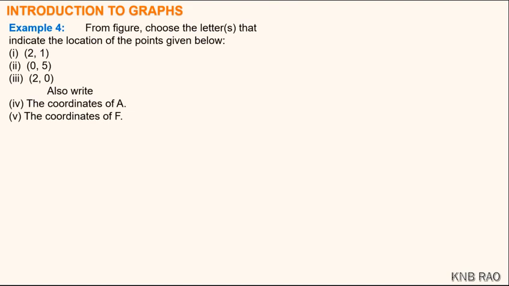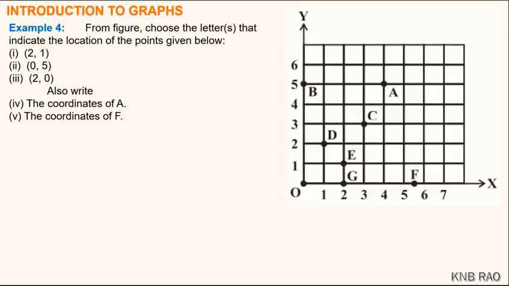See children, from the figure, choose the letters that indicate the location of the points given below. So, here is the graph: 2, 1, 0, 5, 2, 0. Where is 2, 1? I have to see 2, comma 1. So 2 corresponding to x-axis, I have got 2, corresponding to y-axis 1. So 2 comma 1 is E.